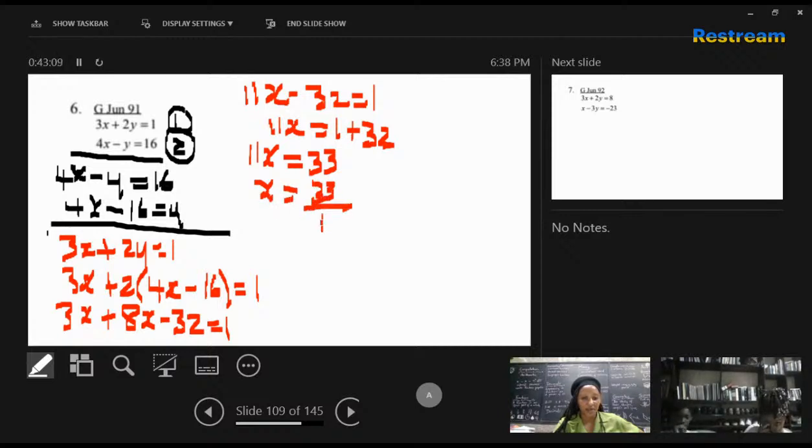May I do it, or will you do it? Equals... no, miss, I was waiting for it to finish. And x would be 3.